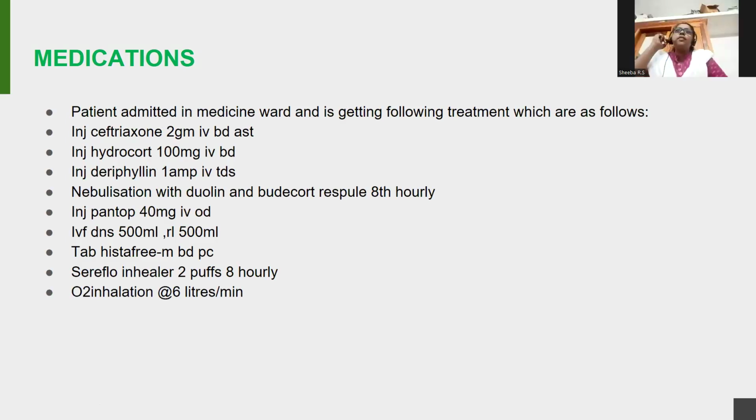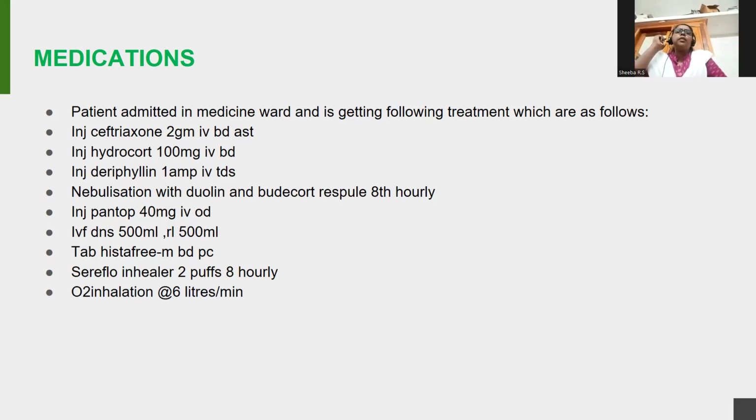Your voice is breaking. Yeah, I have already mentioned that the patient is having mild pain while coughing. Okay, for that purpose, as such, the patient is not getting any medication for pain, because he is having mild pain.